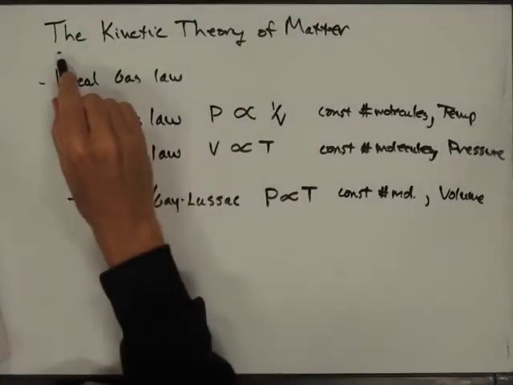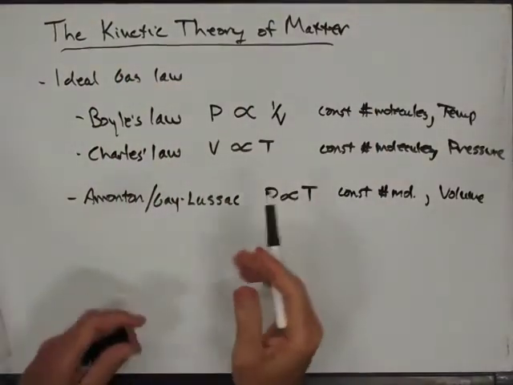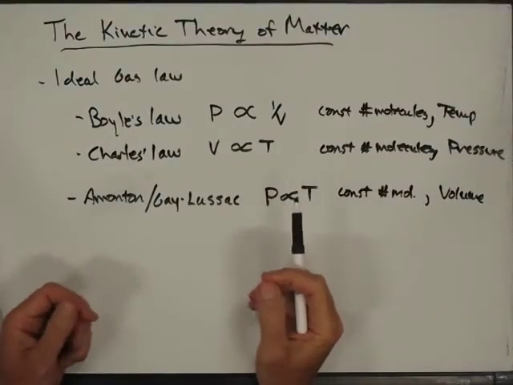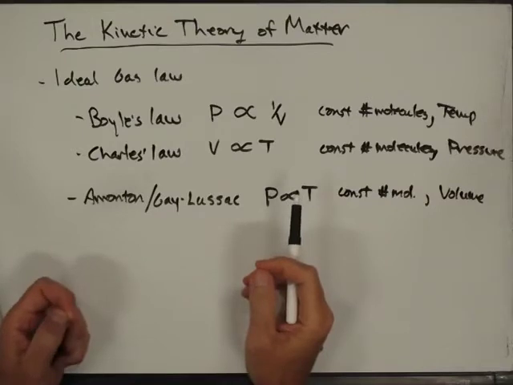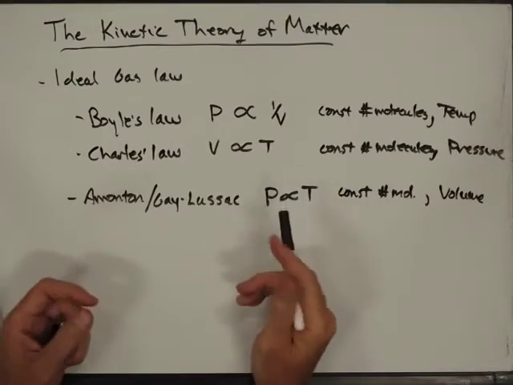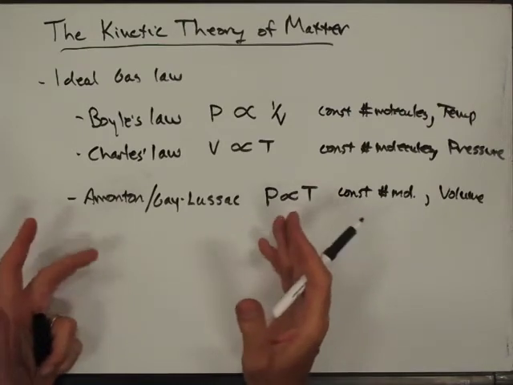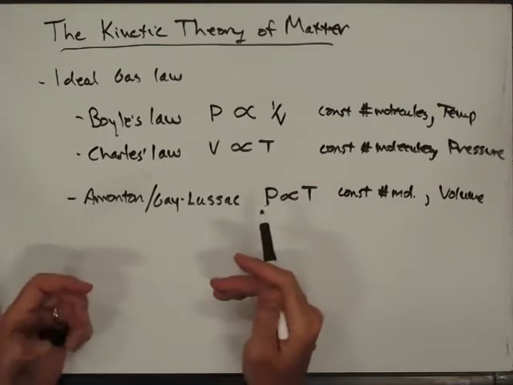So this chapter is over the kinetic theory of matter. The kinetic theory of matter is really about the idea that matter is composed of tiny particles of finite size. In other words, atoms and molecules. This theory came about in a variety of ways and slowly over time.